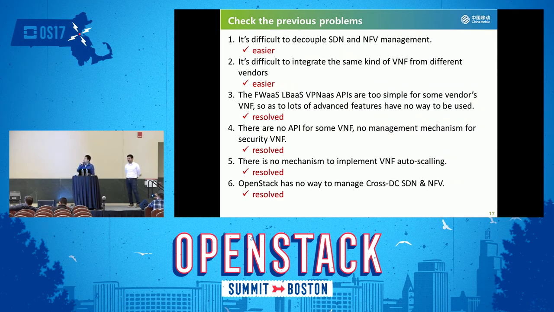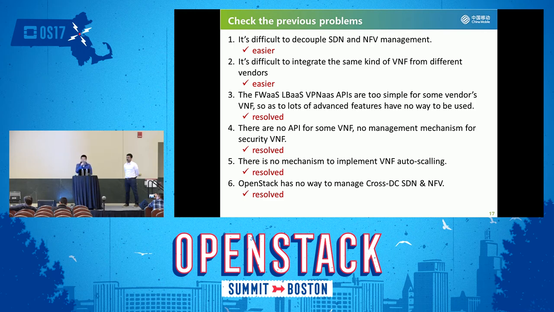Now let's have a quick review of the problems which we discussed in the previous pages. The first problem, Tacker decouples SDN and NFV management easier. The problem two, Tacker enables SDN to work with multiple vendors' VNFs easier. The problem three, we can support all the commercial VNF features because Tacker has no API limitation.